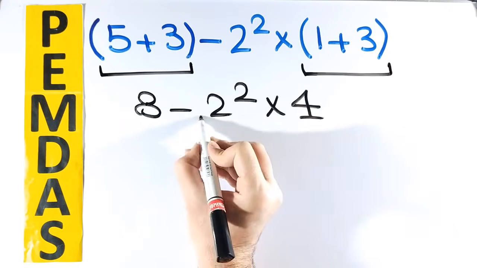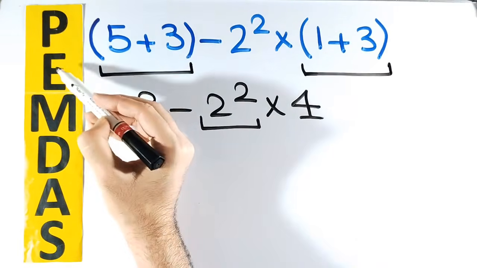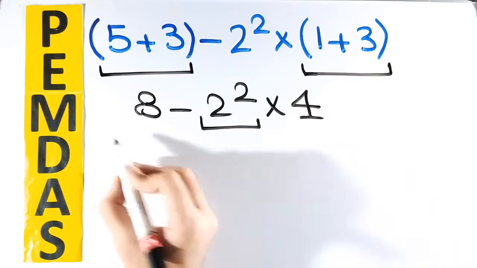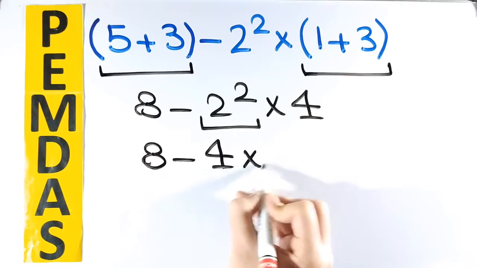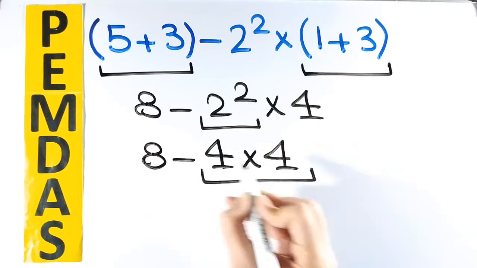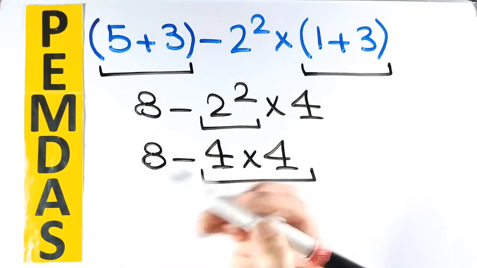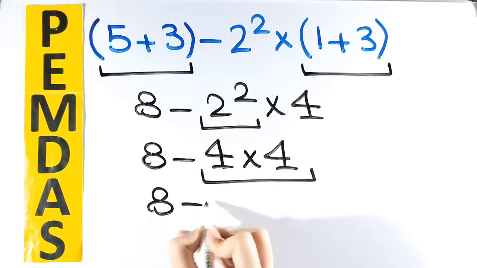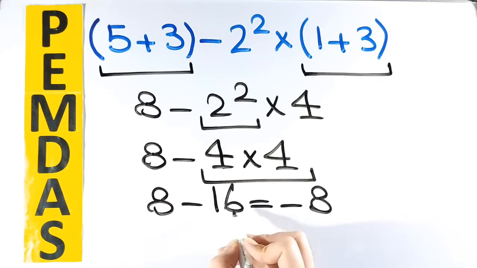And the next step, we go for the exponent, because in the PEMDAS rule, after parentheses, exponent has a higher priority than the other operation. So, we rewrite this expression as 8 minus 4 multiplied by 4. And the final step, we go for the multiplication between 4 and 4, because multiplication has priority over subtraction. So, we rewrite this expression as 8 minus 16, which finally gives us the answer, negative 8.